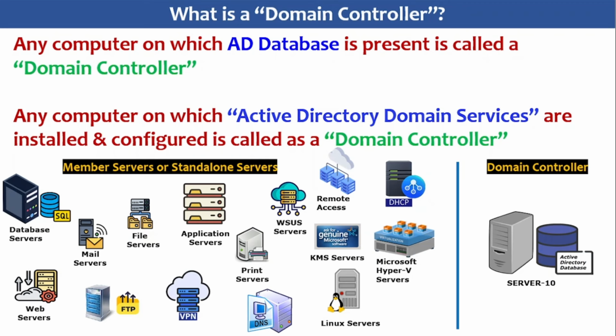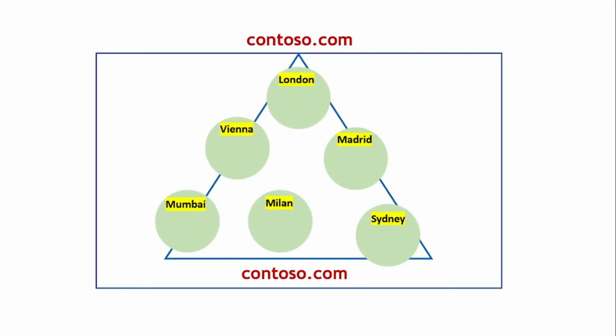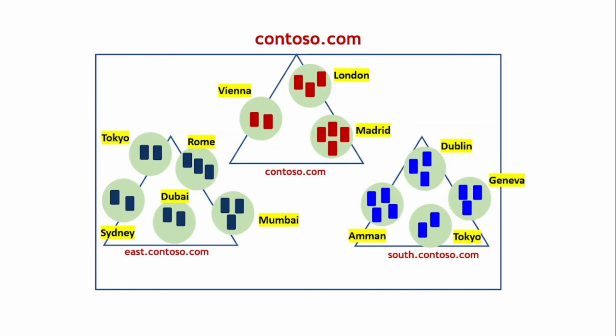So remember, any computer on which Active Directory Domain Services are installed and configured is called a domain controller. As soon as we install and configure Active Directory Domain Services, the Active Directory database gets created on that particular server. So it might be somewhat like this. We have a contoso.com domain and there can be multiple offices in this Contoso environment. Every office can have multiple domain controllers, and there can be multiple member servers as well, and multiple workstations in each site. Or if your environment is a big environment, there can be multiple domains in one single forest, and every site might have one or two domain controllers, depending on the architecture.